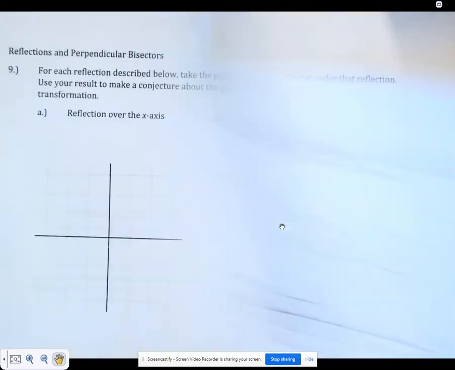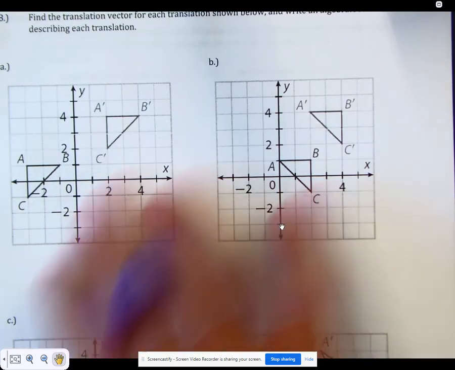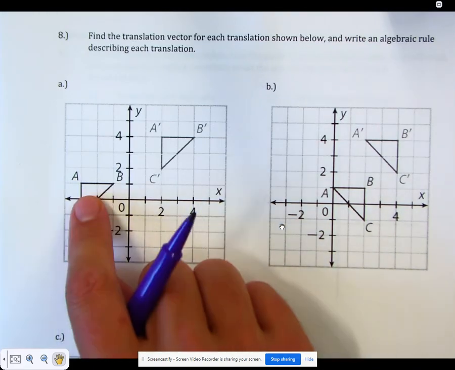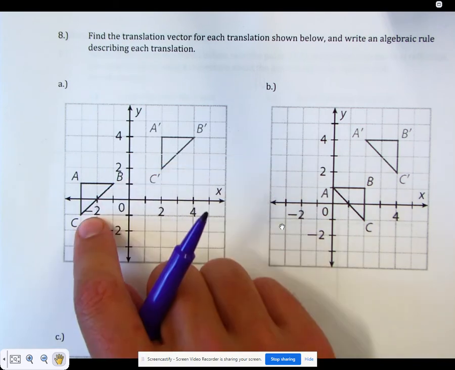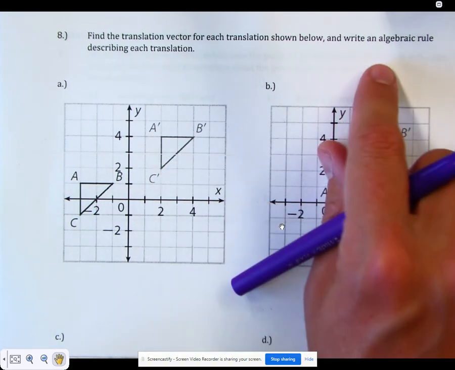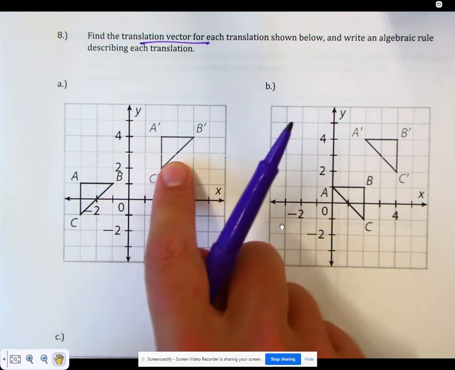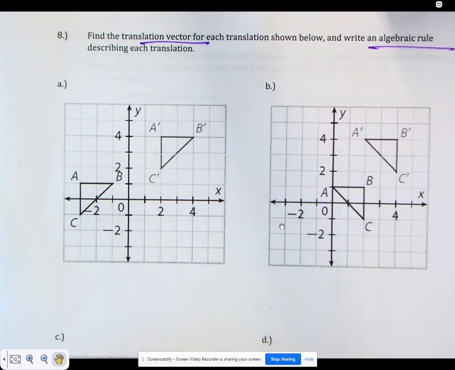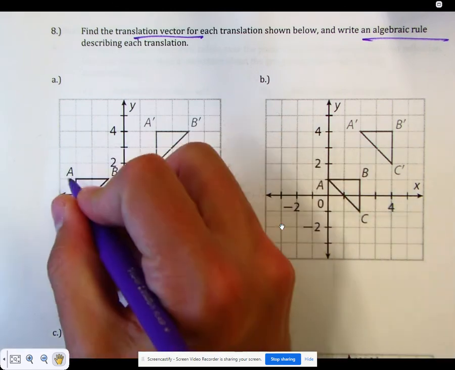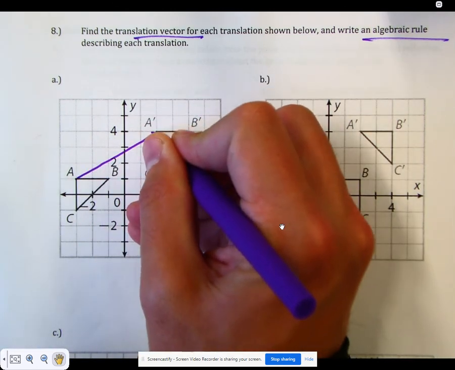There's going to be a decent amount of practice, or at least four practice problems, where we are given the picture, the pre-image and the image, and we've got to figure out what's the vector associated with each translation, and what's the algebraic rule. So I'll just do one for you. These should be fairly straightforward. So how did I get from A to A prime? Let's see. Let's draw the vector. Here's my vector.